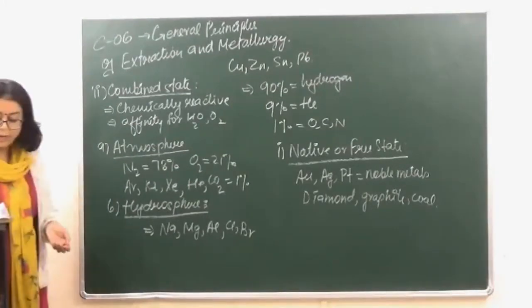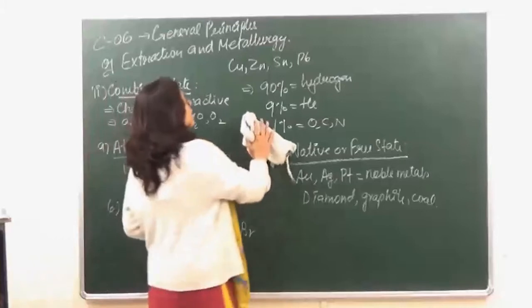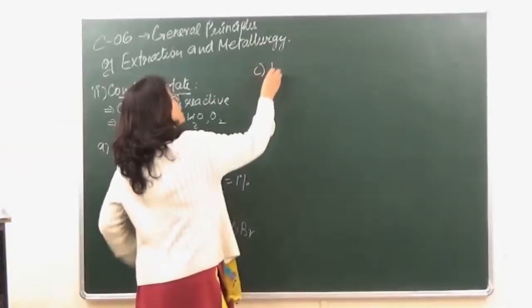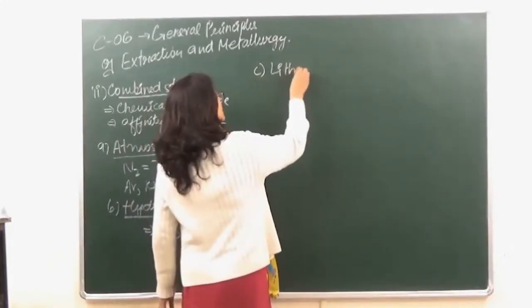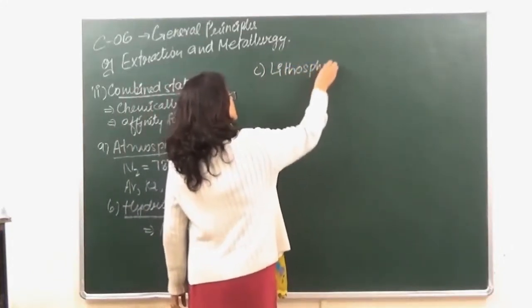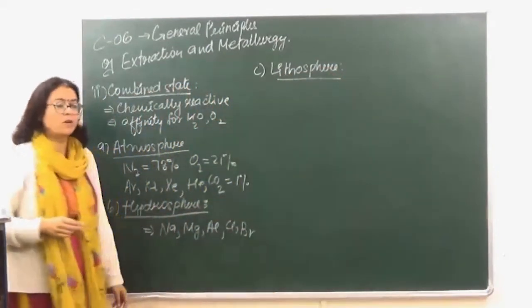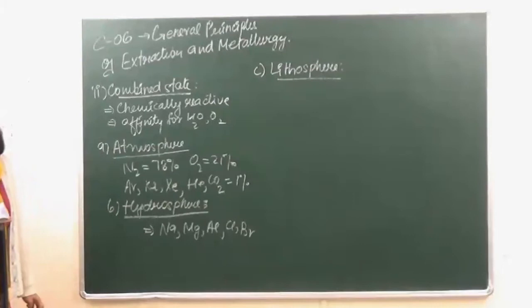Then the third one we have is the lithosphere. Lithosphere is the outermost solid part of the earth. That is what lithosphere is, and it consists of many elements. In fact, most of the elements are present in lithosphere.